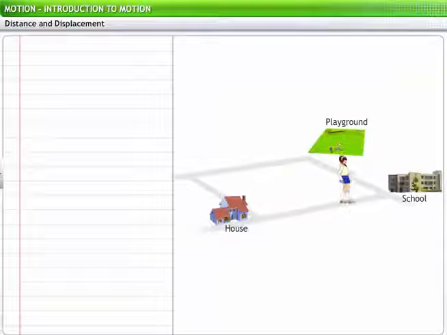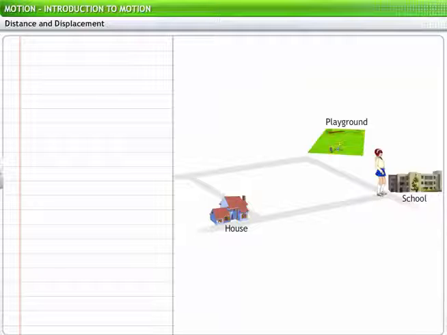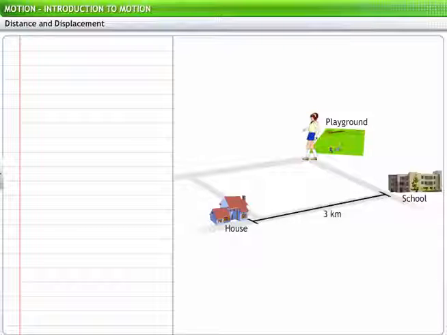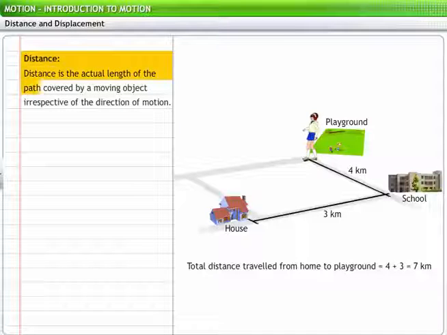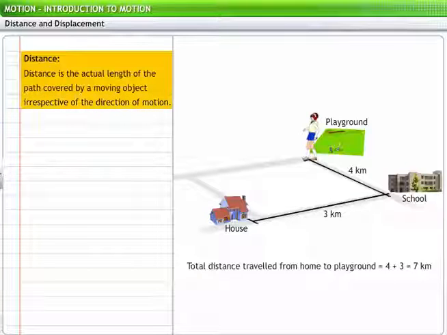Let's look at these quantities using an example. At the end of her school day, Mary goes from the school to the playground. The school is 3 kilometers away from her home and the playground is 4 kilometers away from the school. So, from home to school to the playground, Mary travels a total of 7 kilometers. This is the distance traveled by Mary. Thus, distance is the actual length of the path covered by a moving object irrespective of the direction of motion.